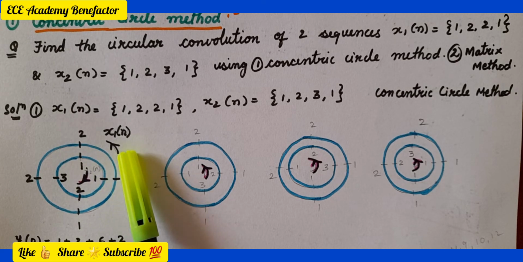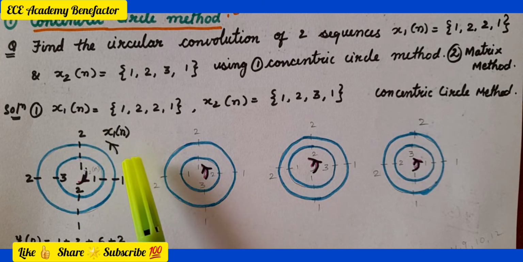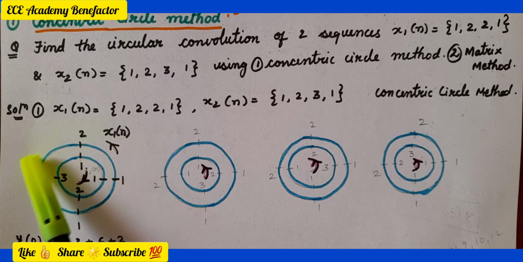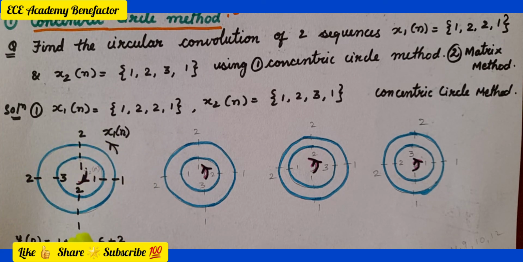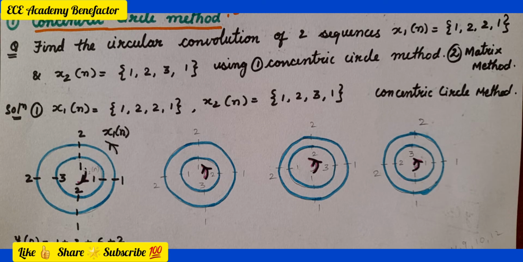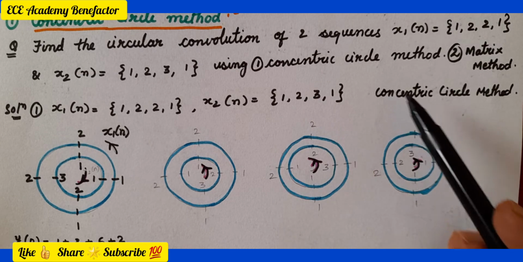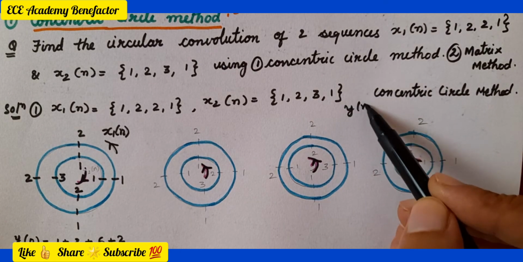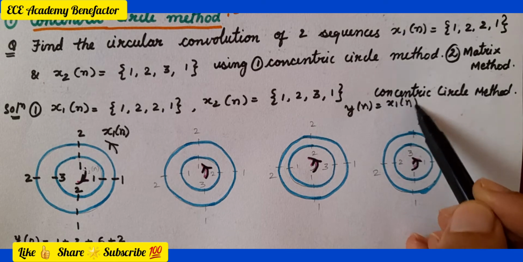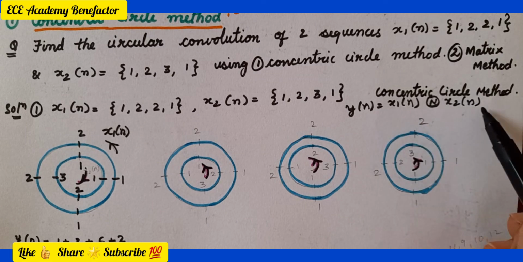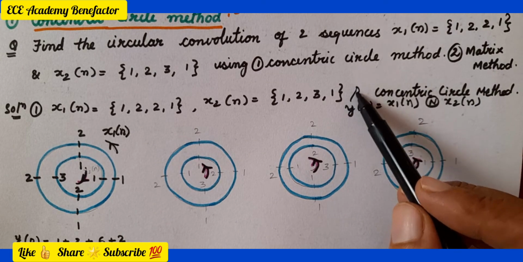x1 of n is plotted in the anti-clockwise direction. x1 of n is 1, 2, 2, 1. This plotting of x1 of n is the same in all four steps. What should be the length of y of n? Here the length is 4, and here also the length is 4. Y of n is equal to x1 of n circularly convolved with x2 of n, so the length of y of n will be 4.